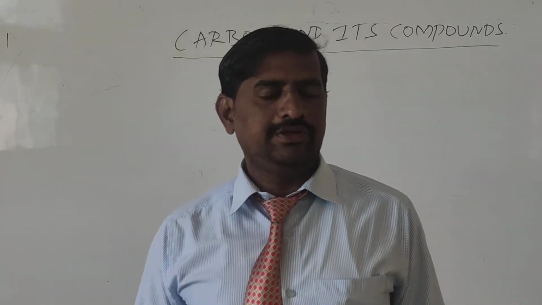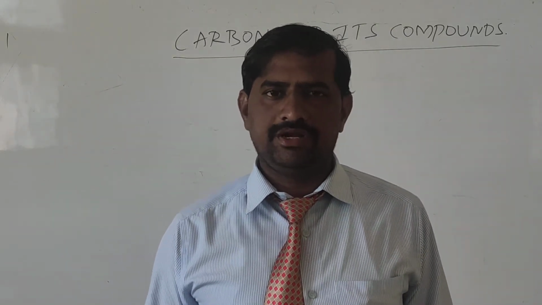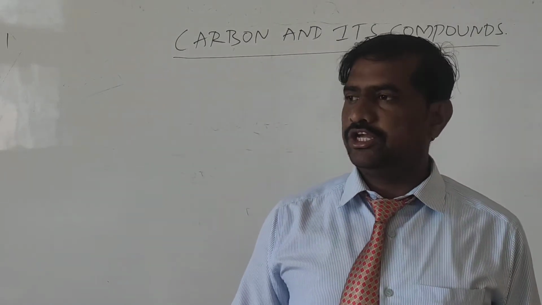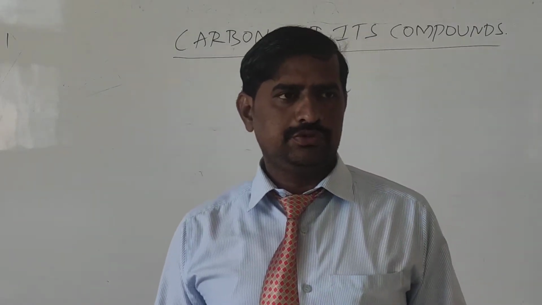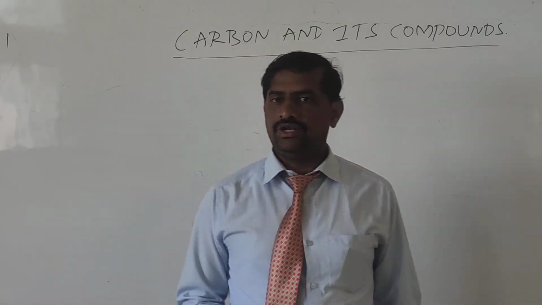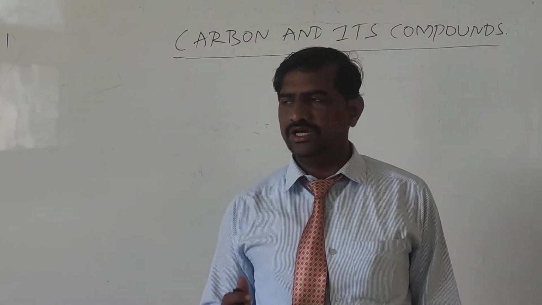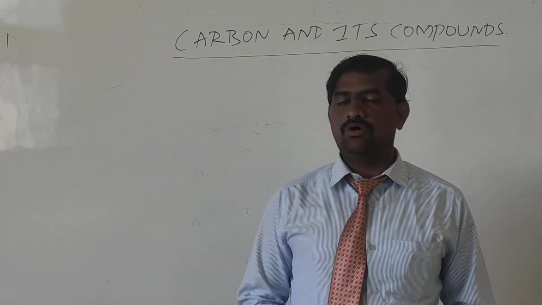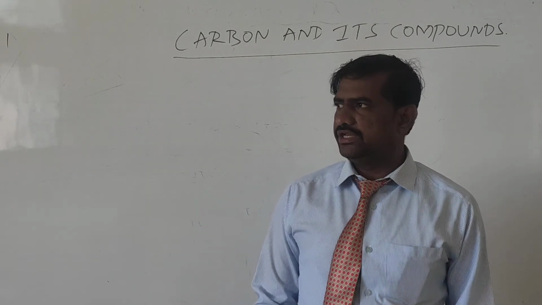In the last class, in the chapter on metals and non-metals, we studied the ionic compounds. The compounds usually formed by the transfer of electrons, so that is the ionic bond. But here in carbon, which type of bond formation takes place, we have to study in detail.